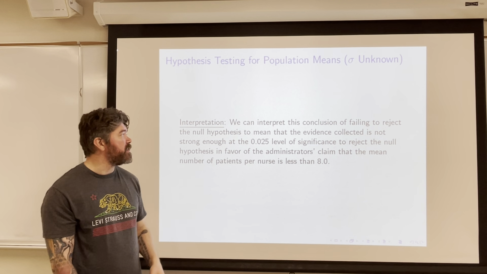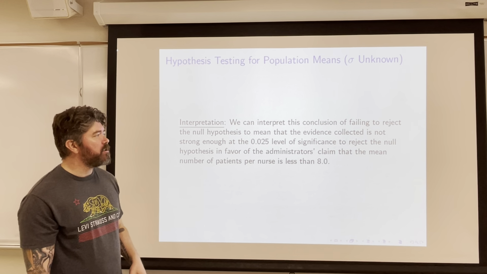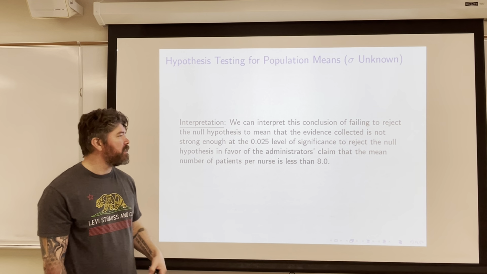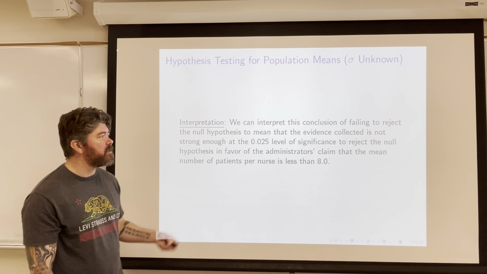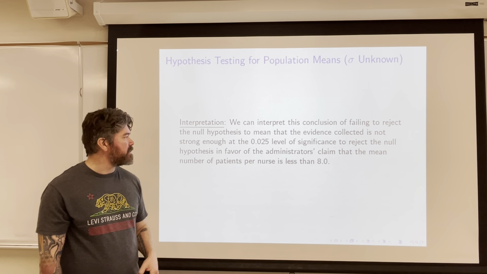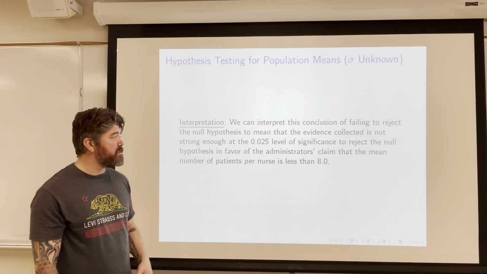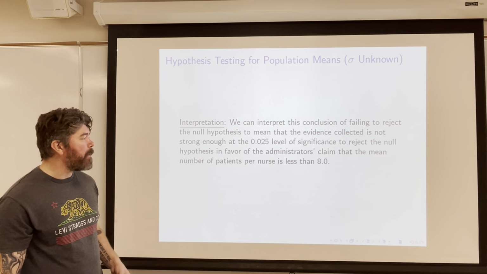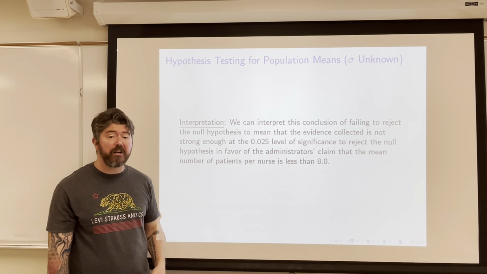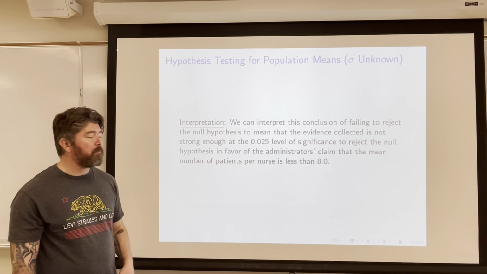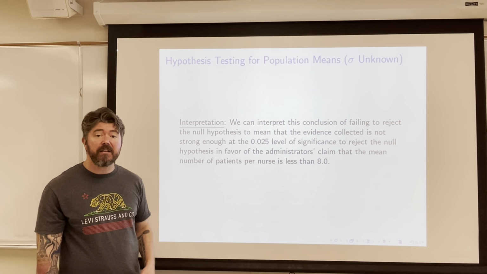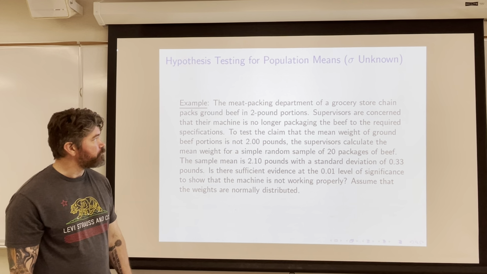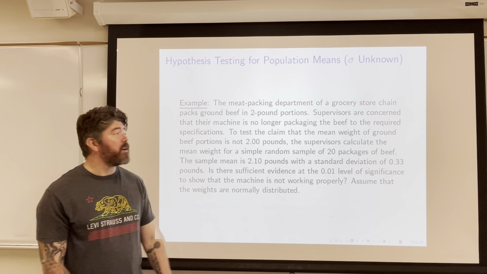Again, if we want to interpret this problem, we can interpret the conclusion of failing to reject the null hypothesis to mean that the evidence collected is not strong enough at the 0.025 level of significance to reject the null hypothesis in favor of the administrator's claim that the mean number of patients per nurse is less than 8.0. Okay. Let's look at another example.